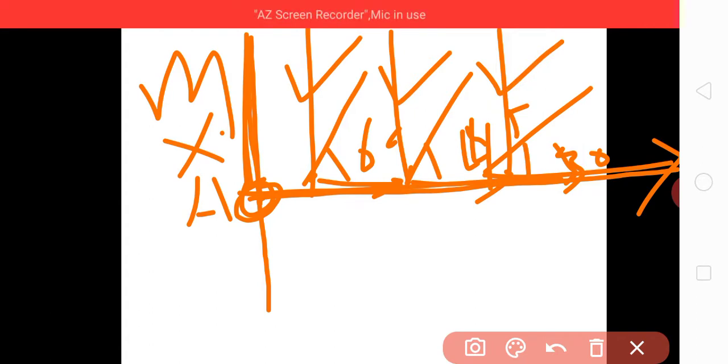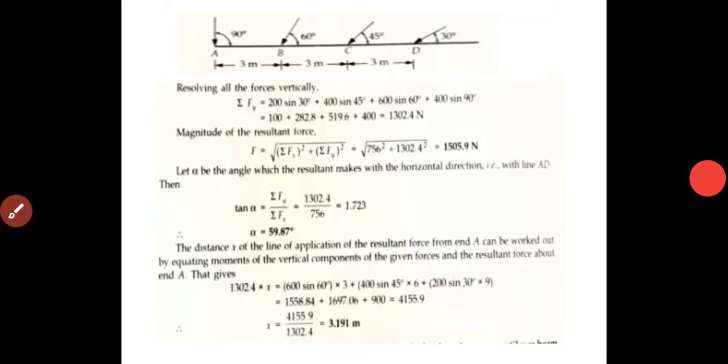Let the resultant be R. Then what Varignon's theorem defines is that the moment of the resultant will be equal to the sum of the moments of the component forces, whose resultant we have found out. So, coming back to the main topic.